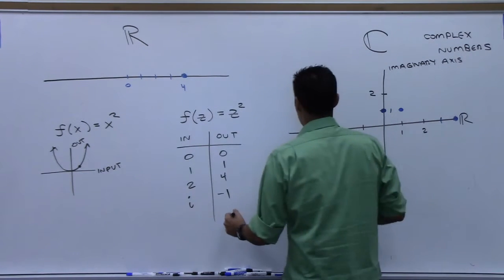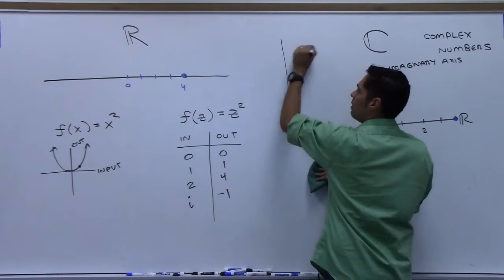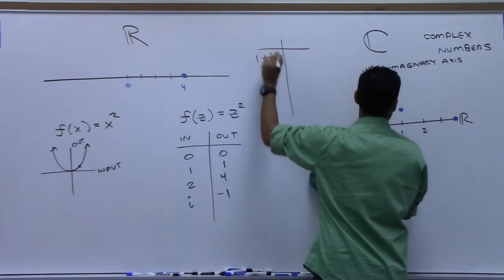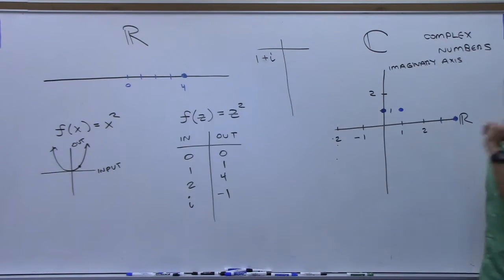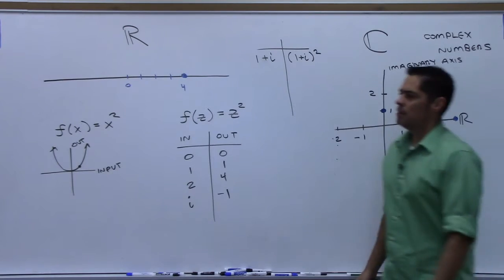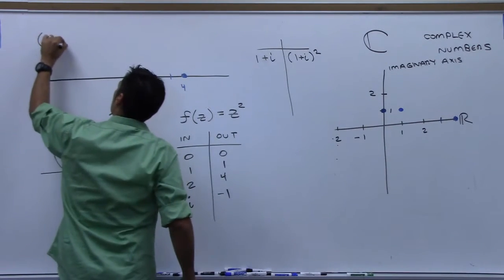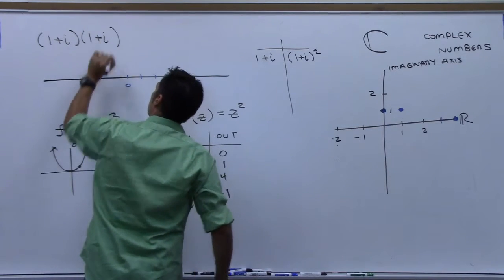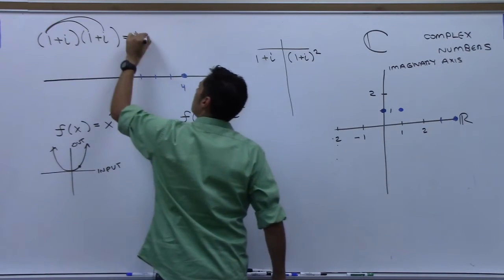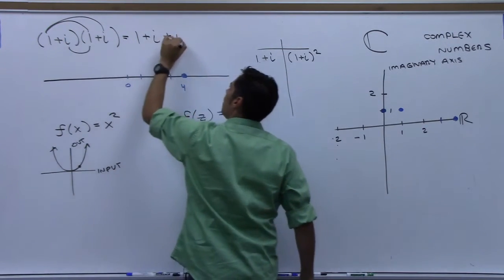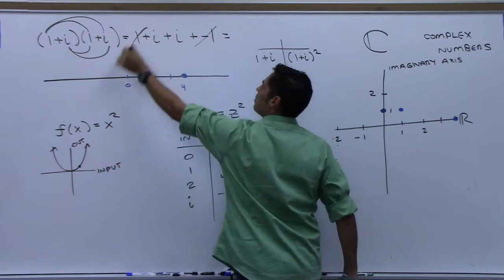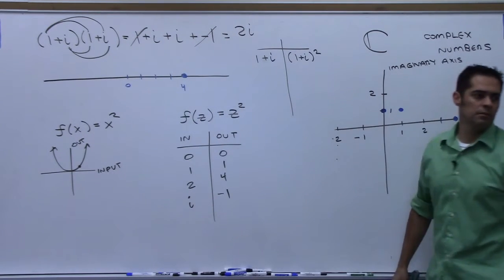What if we plugged in 1 plus i? That was that one right there, right? What if I plug that in? I'm going to square it. I wonder what that is. Let me do that over here. Isn't that what it means to square something? 1 here, 1. 1 here, i here, i. i squared, -1. These ones cancel, 2i. Where's 2i?